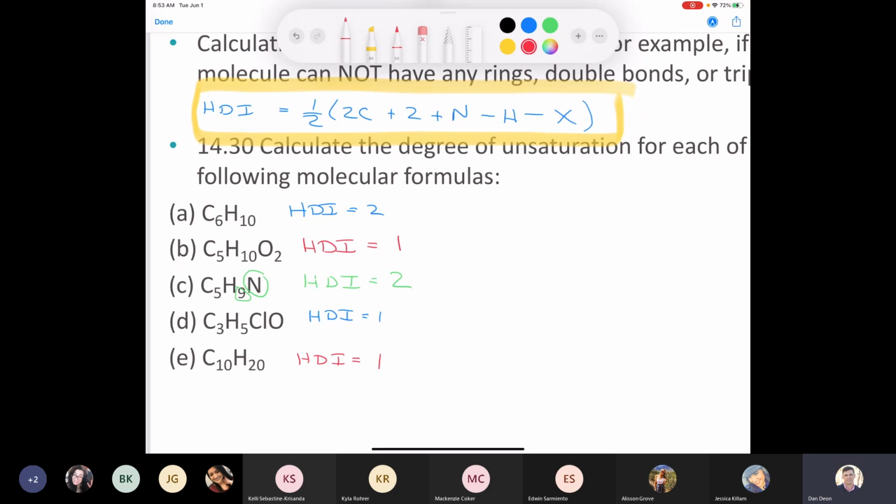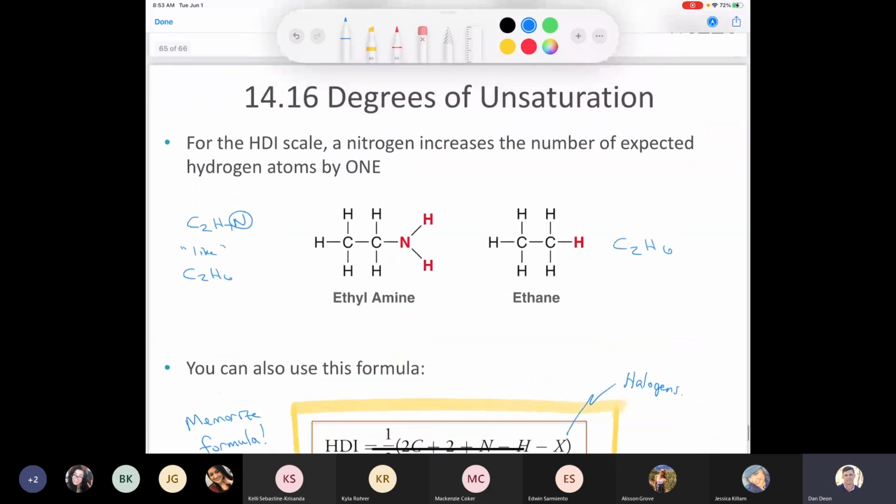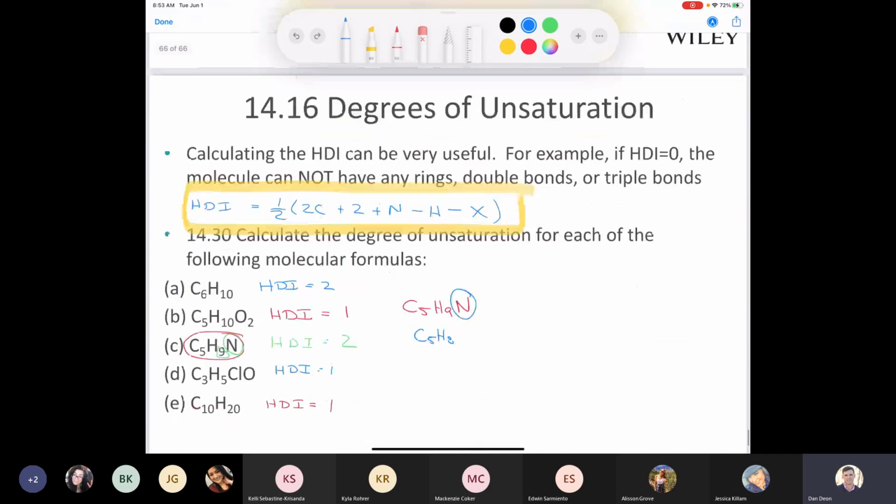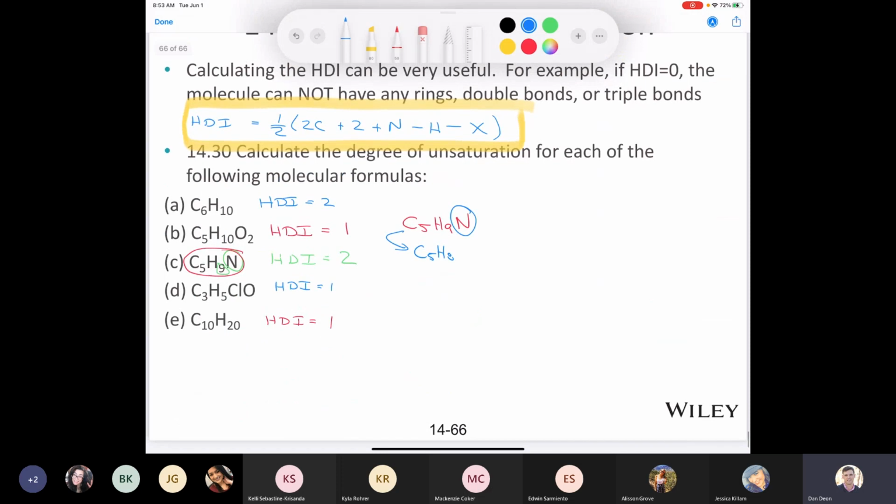There you go. Perfect. Where did the 8 come from? So in this one here, since it's C5H9N, remember that for every nitrogen, you have an extra hydrogen, right? So it's like having C5H8. If you go back here, with nitrogen, it increases the expected number of hydrogen atoms by 1. So you always have an extra hydrogen for every nitrogen. So I say it's like having C5H8. Now C5, if it's fully saturated, would be C5H12. So you take 12, subtract 8, which gives you 4. 4 over 2 gives you 2, like that.